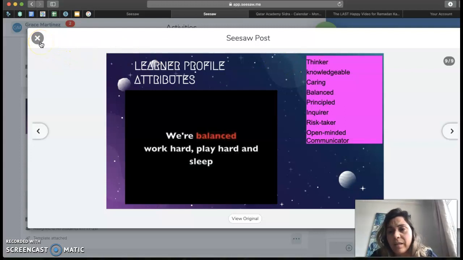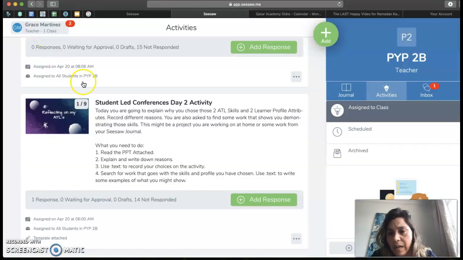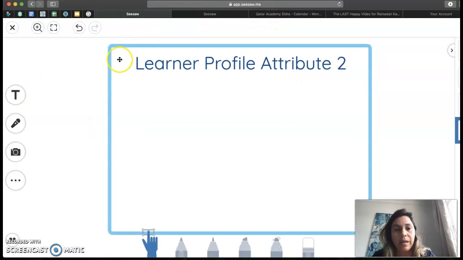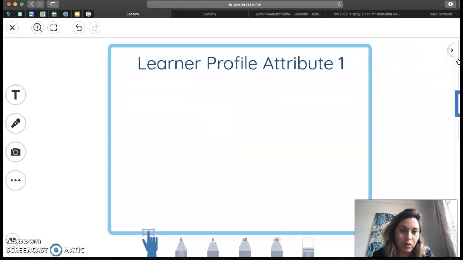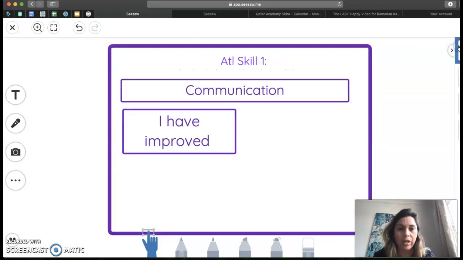So once you have this, once you read this again, what I want you to do is to open the template. And here we have the template. I want you to be very careful because it's not only one slide. There is not only one slide. We have 1, 2, 3, 4 slides to work on. So the first slide is about ATL skill number 1. So this is the first one you chose. Let's suppose I chose communication skills.